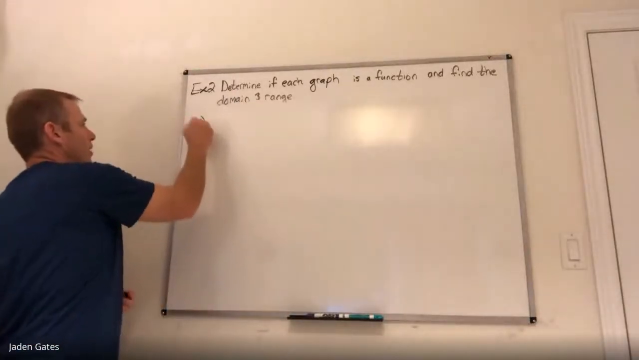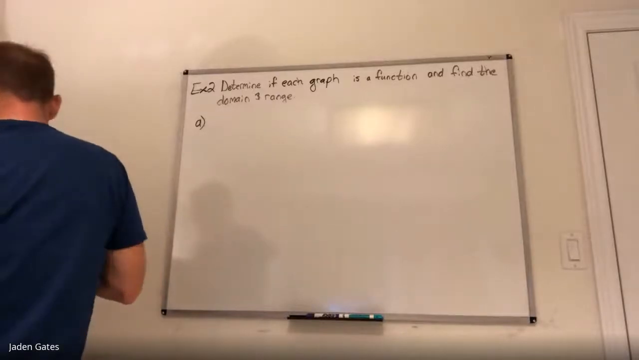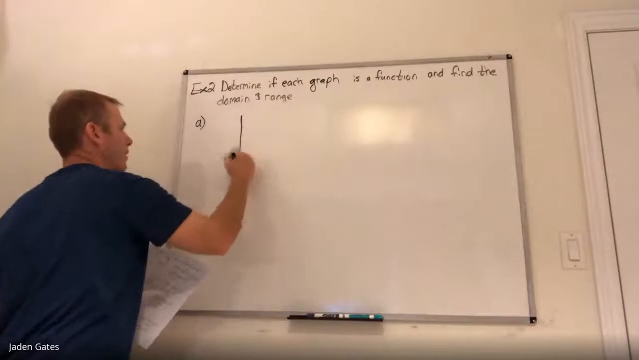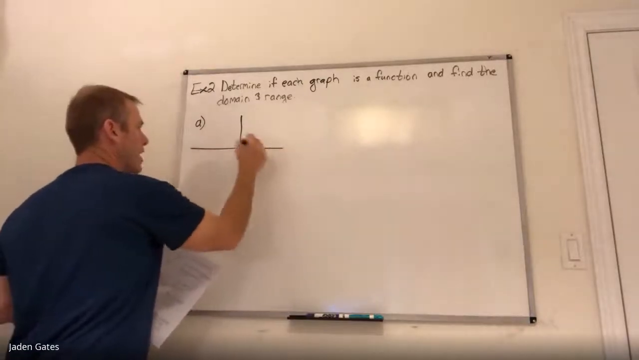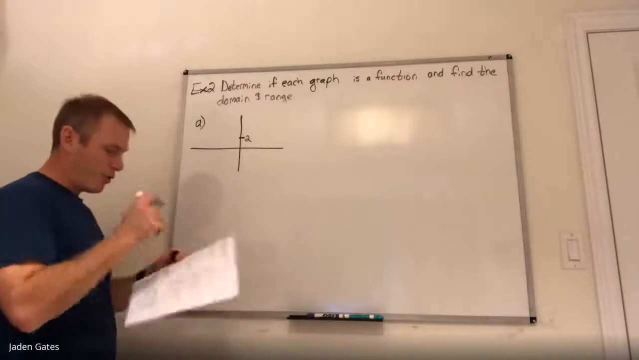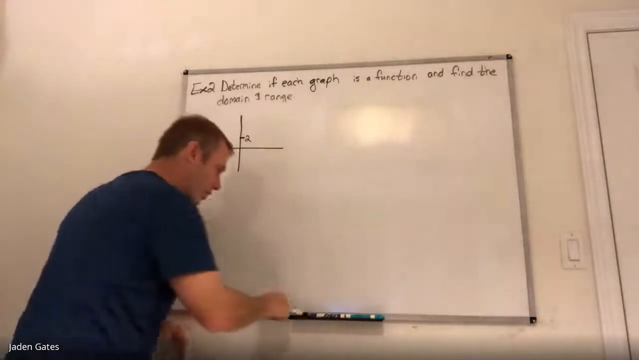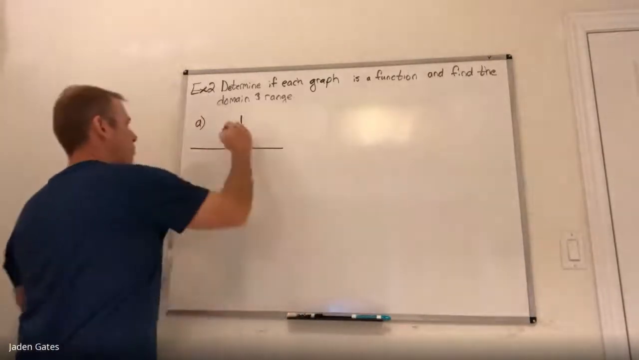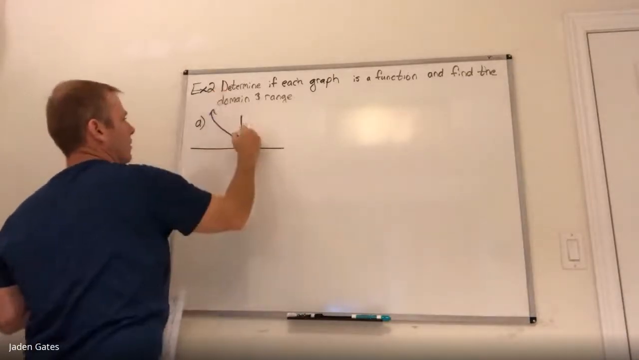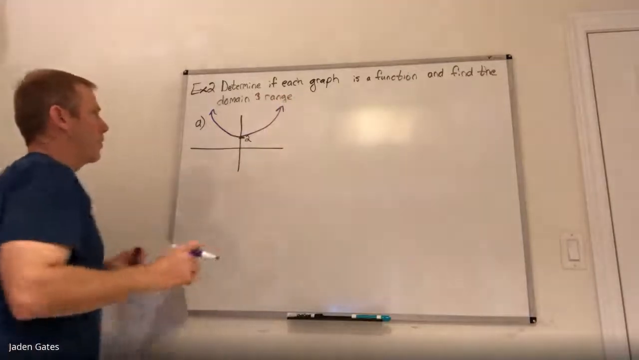So we go with A here. So I got my first graph. Let's see here. Just a nice little sketch. So here's my graph. And hopefully, as you know from a parent graph, what I'm going to draw here is a parabola, a quadratic function. There we go. All right.